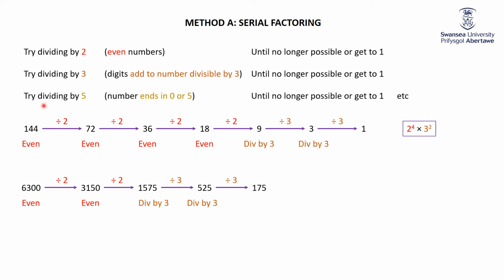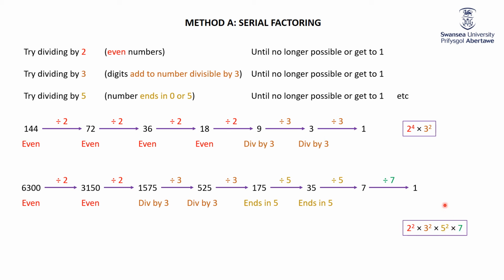So now we ask ourselves, is it divisible by 5? Does it end in a 0 or 5? Yes, it ends in 5, which means it's divisible by 5. And we get 35, which also is divisible by 5 because it ends in 5, to give us 7. Now, of course, 7 is not divisible by 5, but it is divisible by 7 to give us 1. So 6,300 has 2 2s, 2 3s, 2 5s, and a 7. Or in other words, 2 squared times 3 squared times 5 squared times 7.